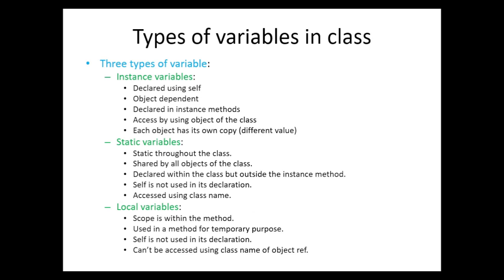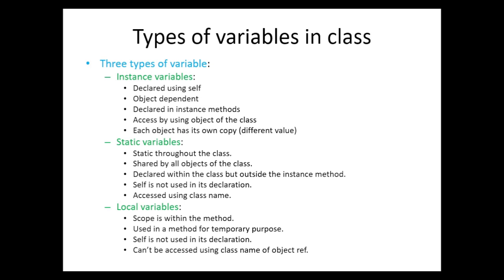Now let's discuss the internal members of the class. As we have discussed, there are two types of members: one is variables and the other is methods. Now let's see what the various types of variables in a class are. There are basically three types of variables in the class, called instance variable, static variable and local variable. All three variables have different positions in the class, and they can be accessed by different methods.